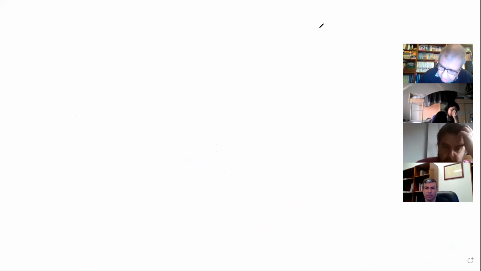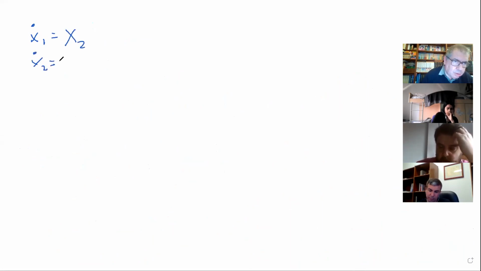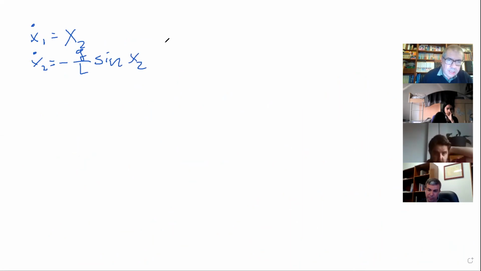Let me write the equations here. x1 dot is equal to x2, and x2 dot is equal to minus g divided by L sine of x1. So (0, 0) is an equilibrium point.